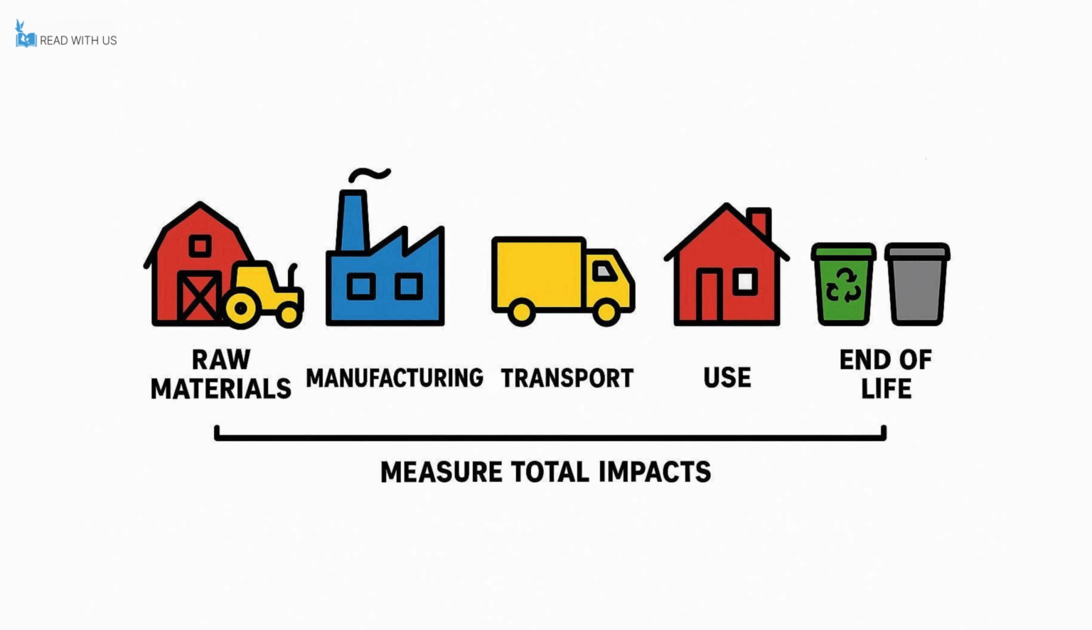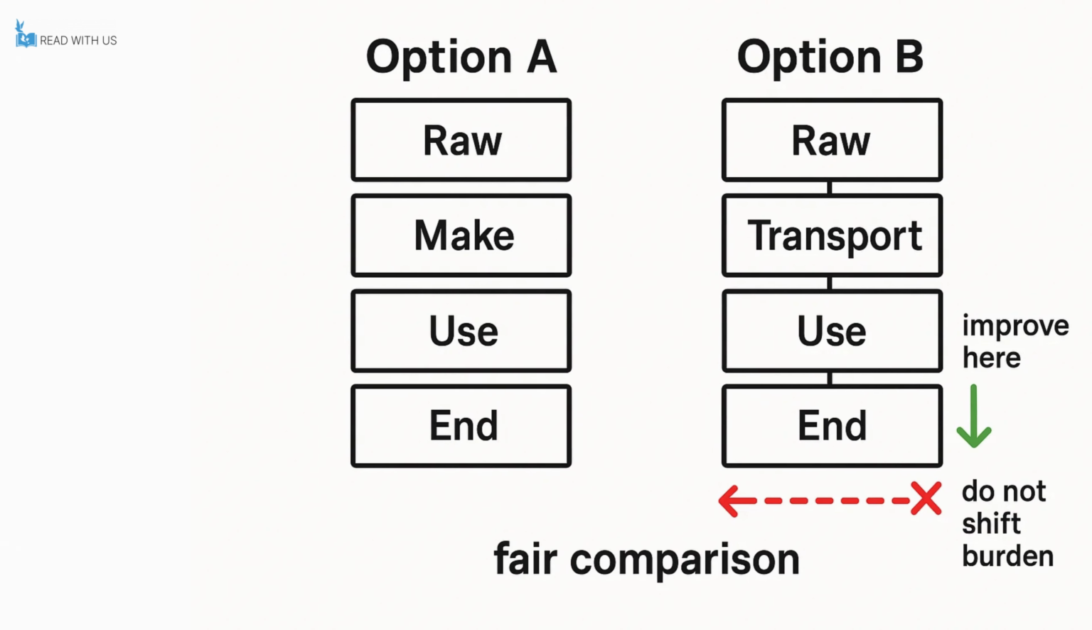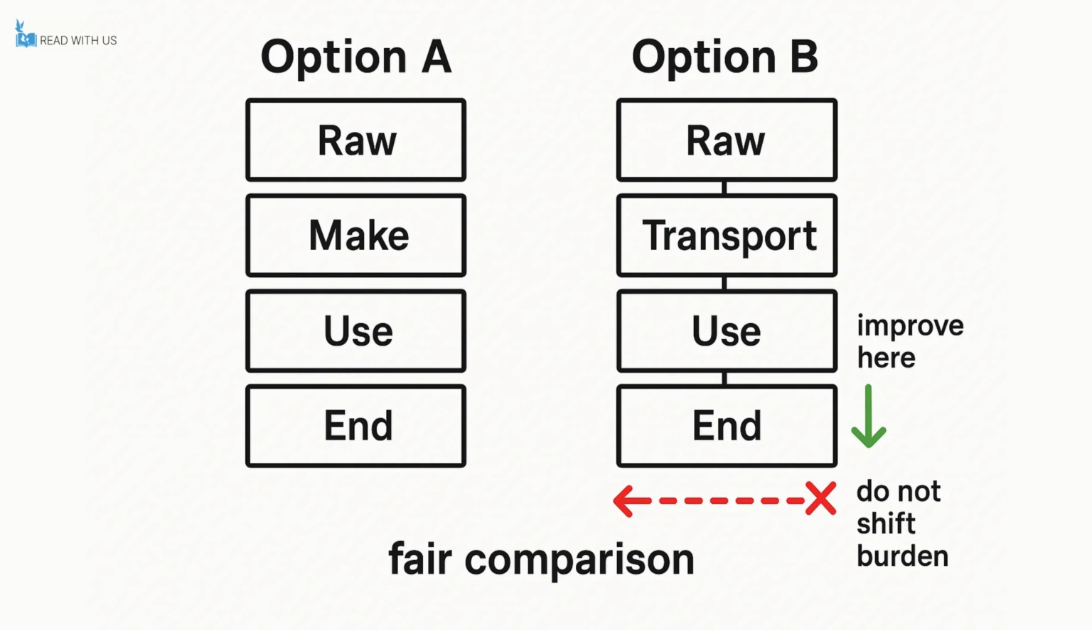A life cycle assessment, also called an LCA, is a method to measure the total environmental impacts of a product or service across its whole life, from raw materials through manufacturing, transport, use, and end of life. The aim is to compare options fairly, identify the stage with the biggest impact, and make improvements there without shifting the burden to another stage.